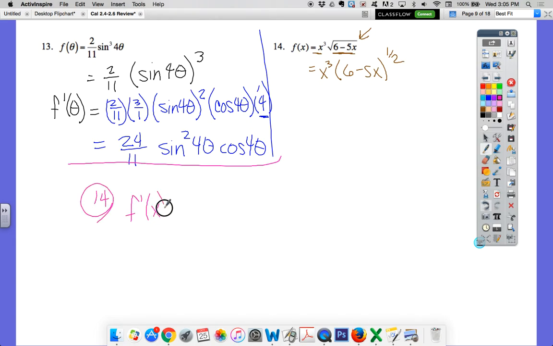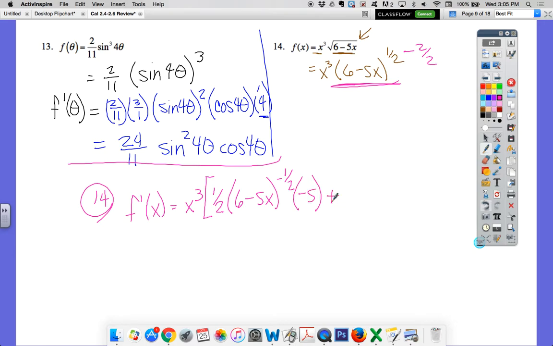So f prime of x is, let's just start with x to the third, and then we're going to do the derivative of our binomial. We're going to bring down the 1/2, and then we're going to have 6 minus 5x. We have to subtract a whole step down, so minus 2 over 2 gives me a negative 1/2. Okay? The derivative of the inside is negative 5. Then we've got to swap and go the other way.